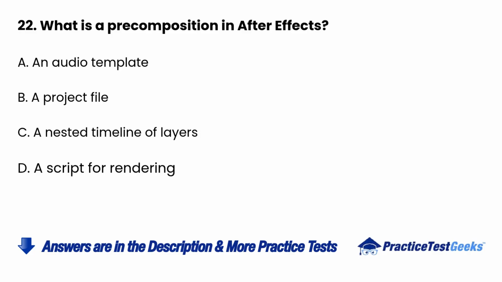22. What is a precomposition in After Effects? A. An audio template. B. A project file. C. A nested timeline of layers. D. A script for rendering.